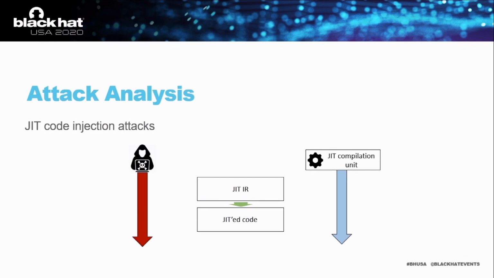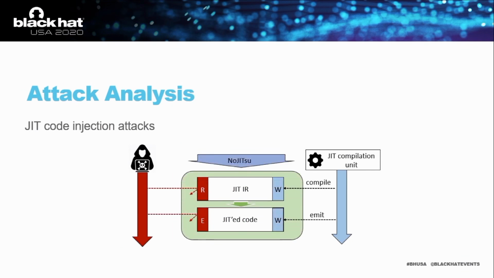JIT code injection attacks are also not available. JIT IR and JIT code should be writable for the JIT compilation unit, but not for the attacker's thread, where JIT IR is read-only and JIT code is execute-only. This is because of the independent view of each thread for the protection of each memory chunk. So the attacker cannot overwrite it anymore.